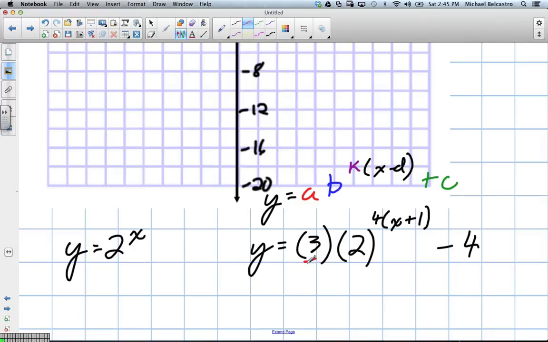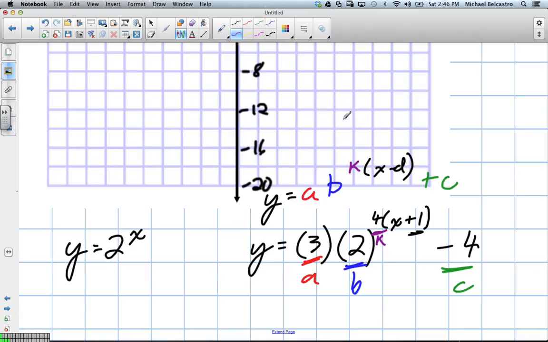3 is a. Okay, so 3 is our a. 2 is b. Yeah, and we already knew that was our growth rate. Yeah. 4 is the k. That's right. d is negative 1. Yeah, that's right. It's a negative value. Very good. And c is negative 4. Great. Good. So, okay, so we got them all.